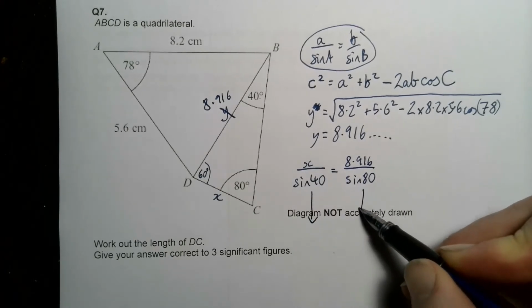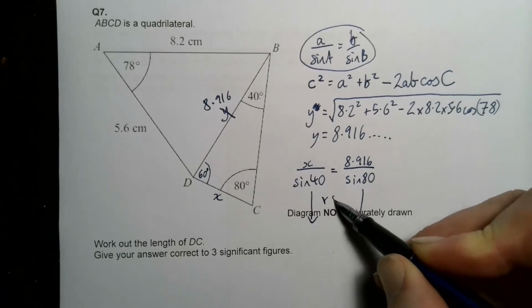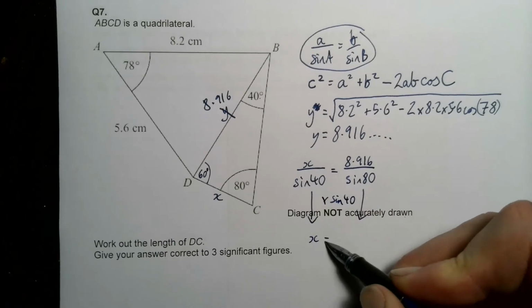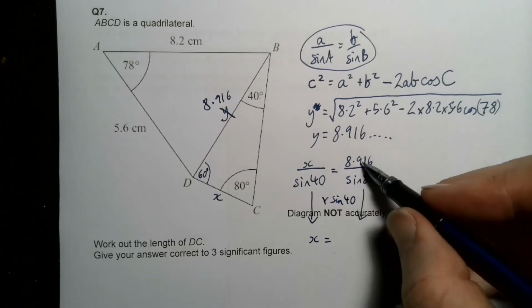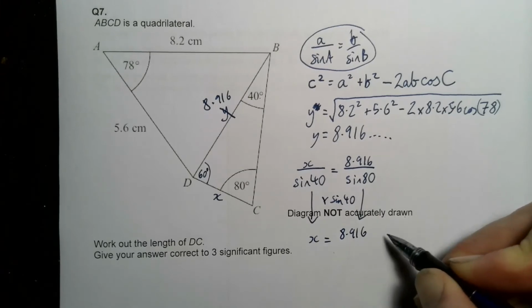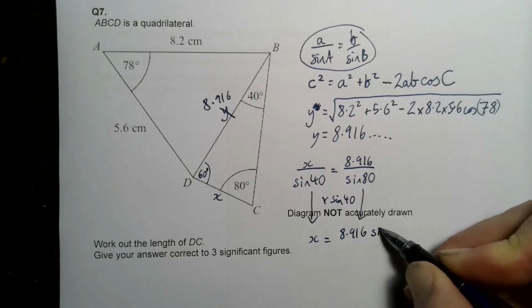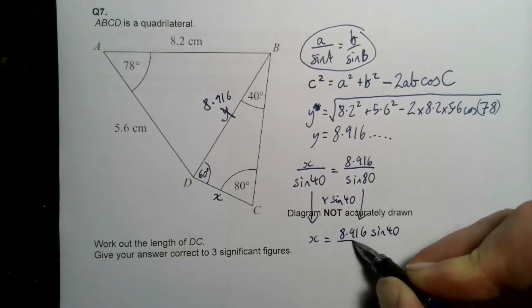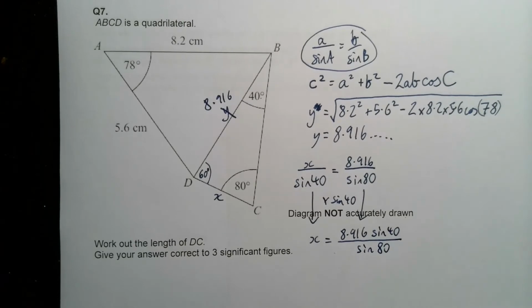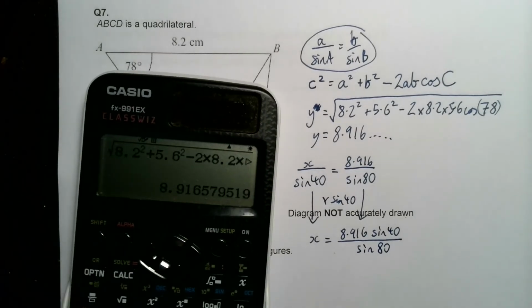I don't want x divided by sin 40, so now a little bit of rearrangement. All I'm going to do is multiply both sides by sin 40, and that's going to give me x equals 8.916 sin 40 over sin 80.